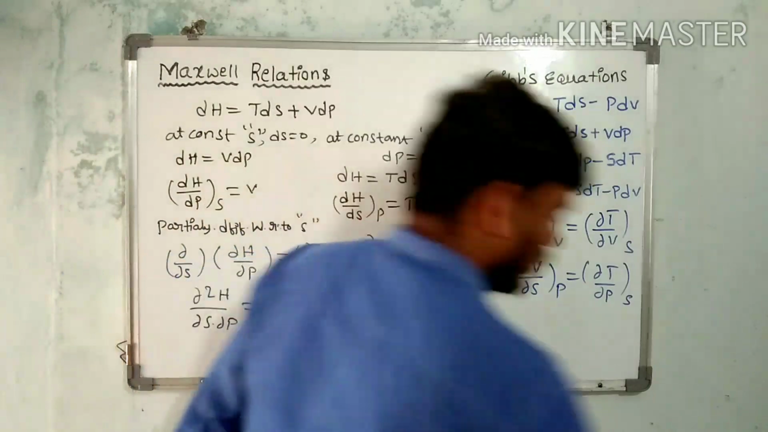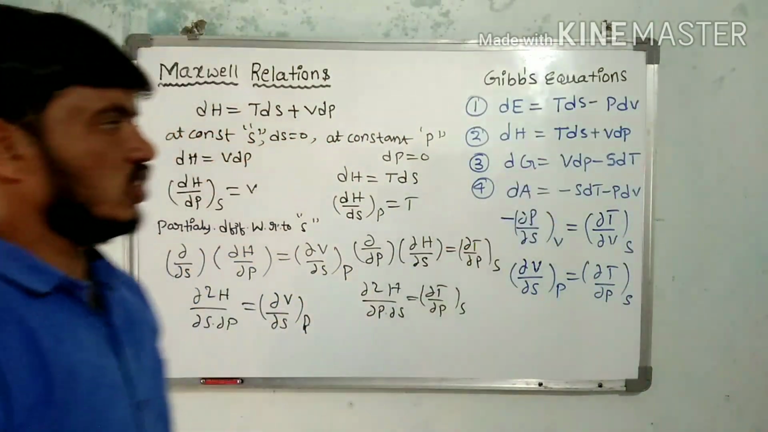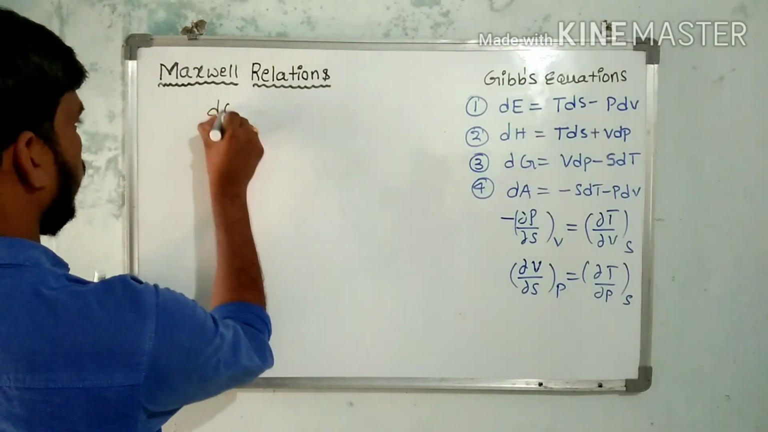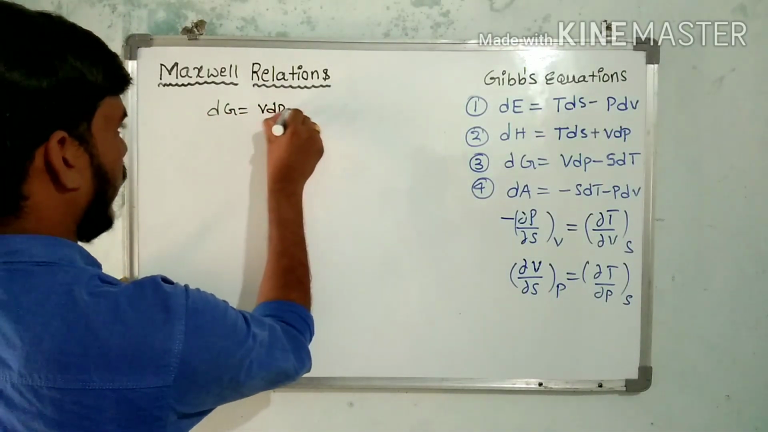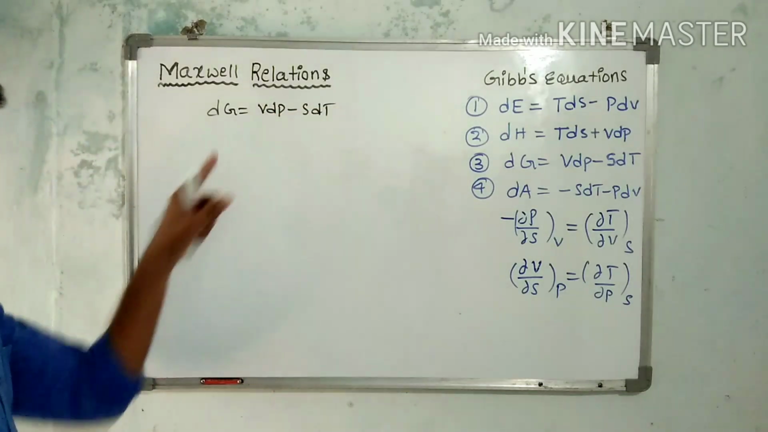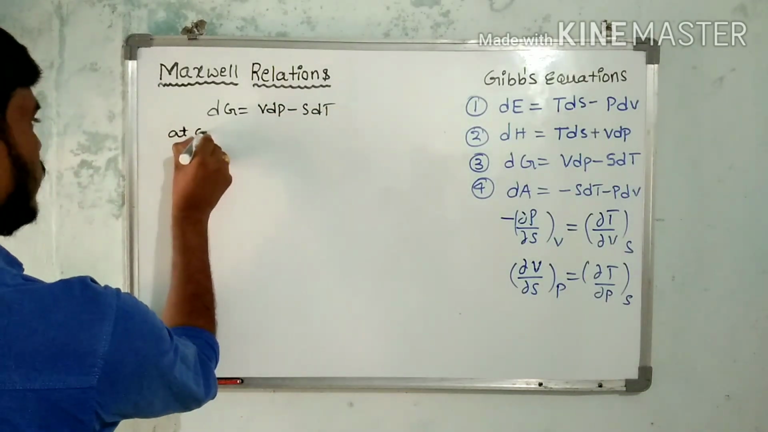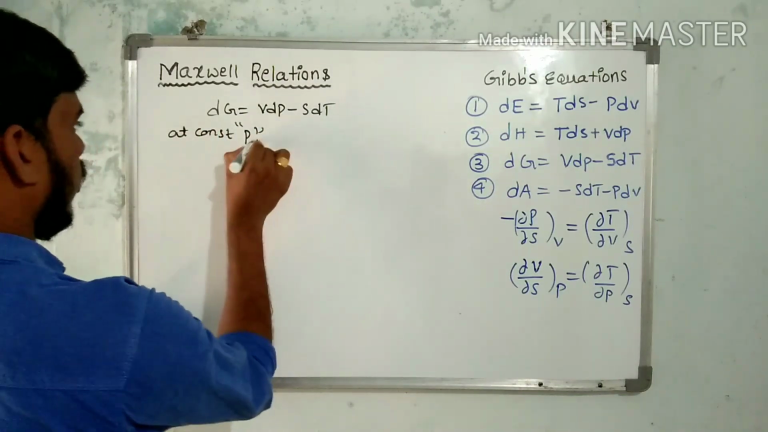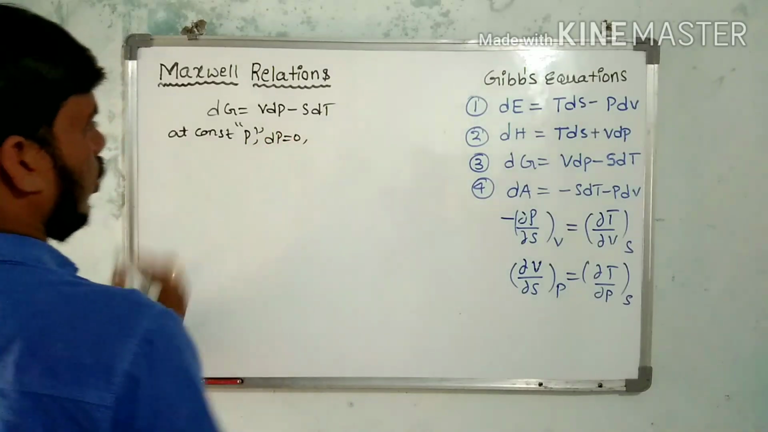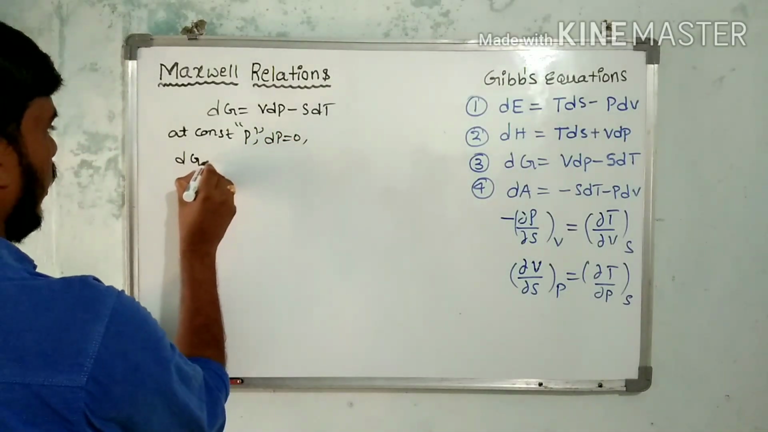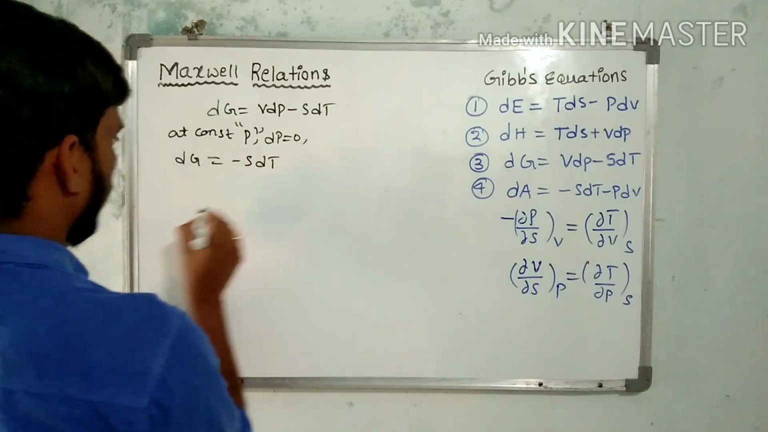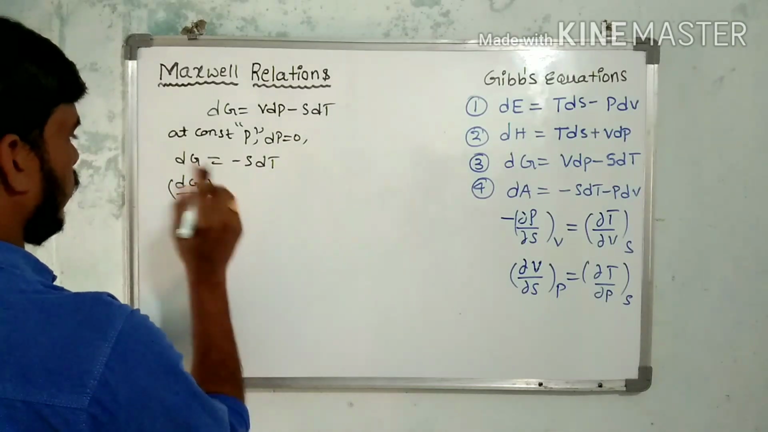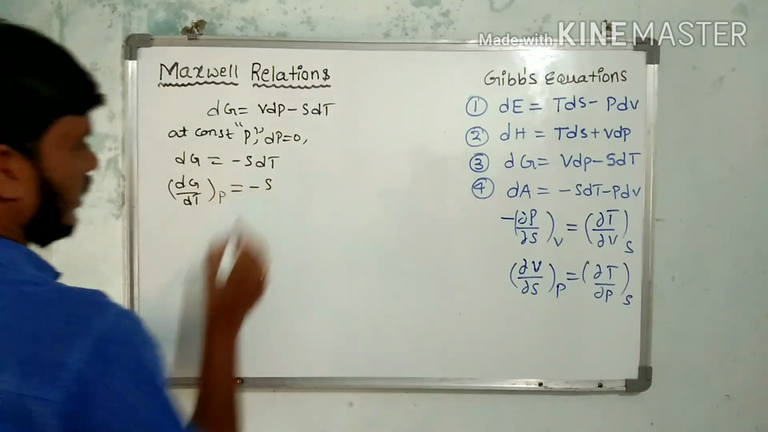Now another relation is present there. This Gibbs equation is used: dG is equal to VdP minus SdT. Now, for the same process at constant pressure, dP equals 0. So dG equals minus SdT. Now ∂G/∂T at constant pressure is equal to minus S.